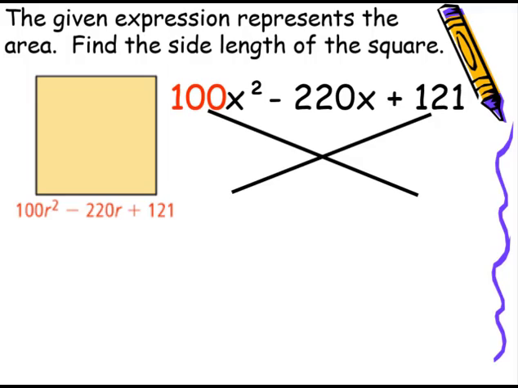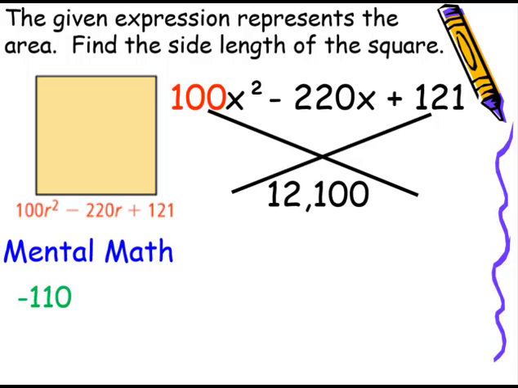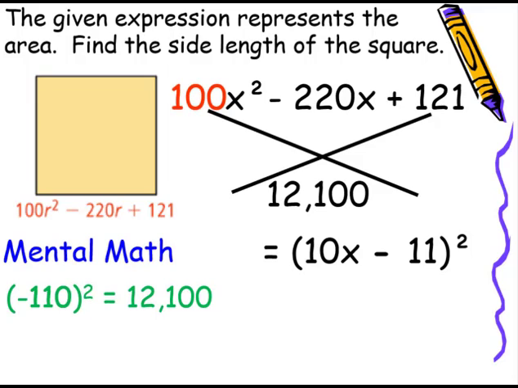First, let's check to see if this quadratic trinomial is a perfect square by multiplying 100 times 121. Next, we'll take half of negative 220, which is negative 110, and square it. 100x squared minus 220x plus 121 factored is the quantity 10x minus 11 squared. Each side length is equal to 10x minus 11.